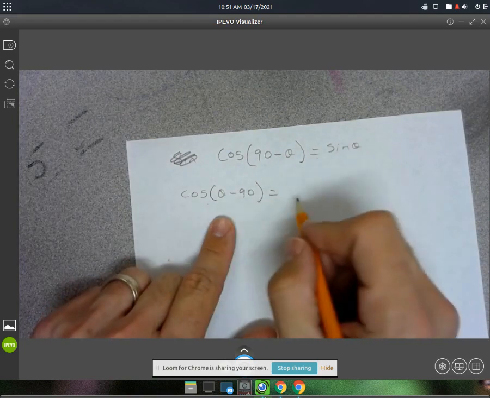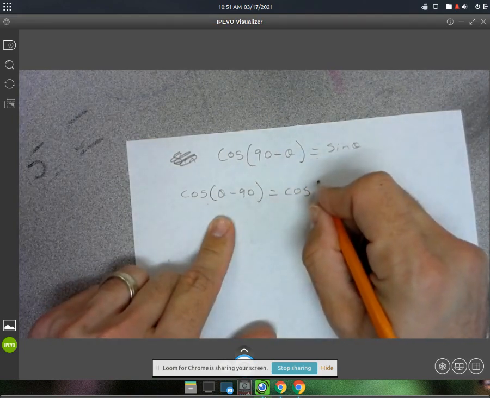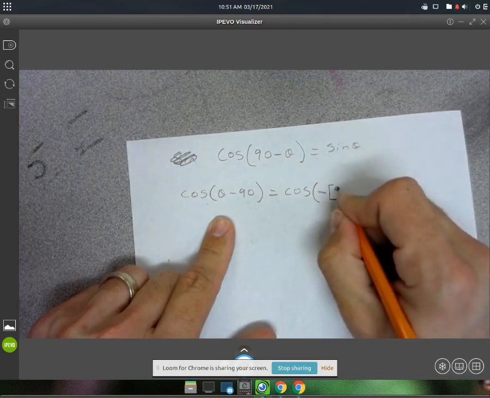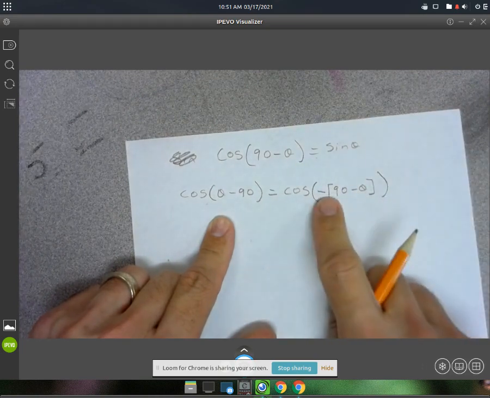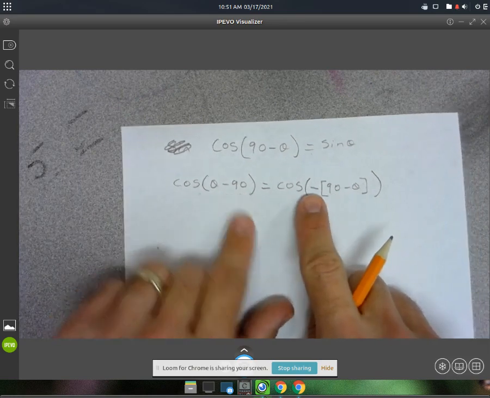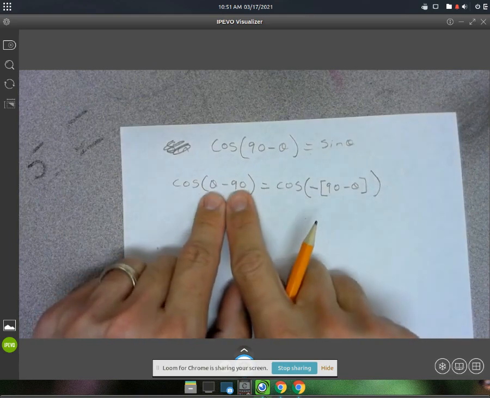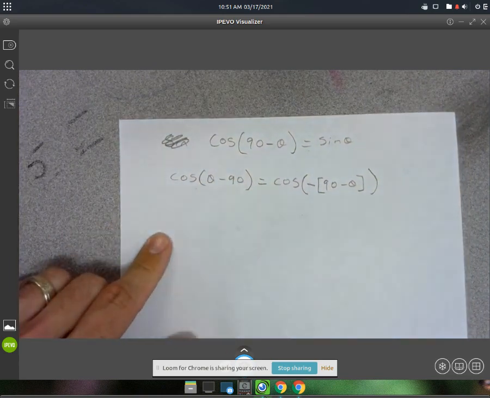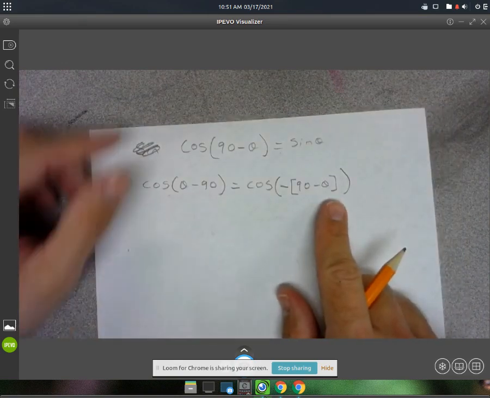So this is going to equal cosine of negative 90 minus theta, doing the same thing as before. Negative 1 times 90 is negative 90. Negative 1 times negative theta is positive theta. So I'm just taking this and factoring out a negative 1 from it. It just rearranges the terms. Instead of theta minus 90, I get 90 minus theta.